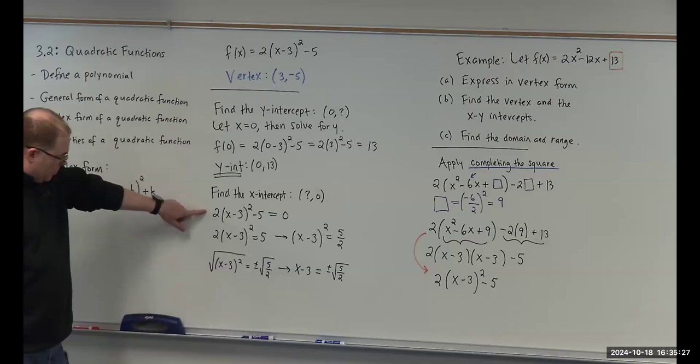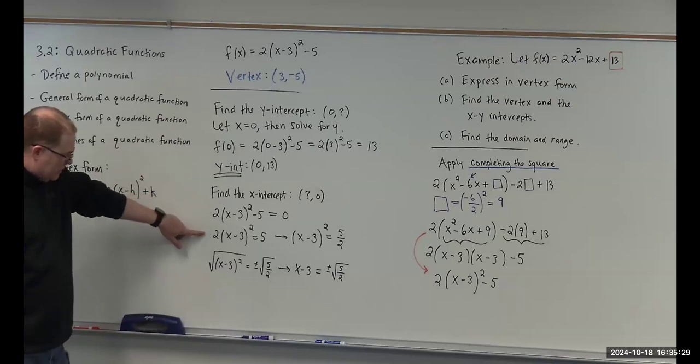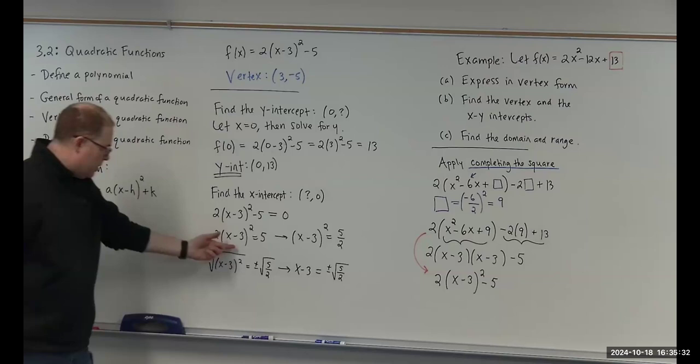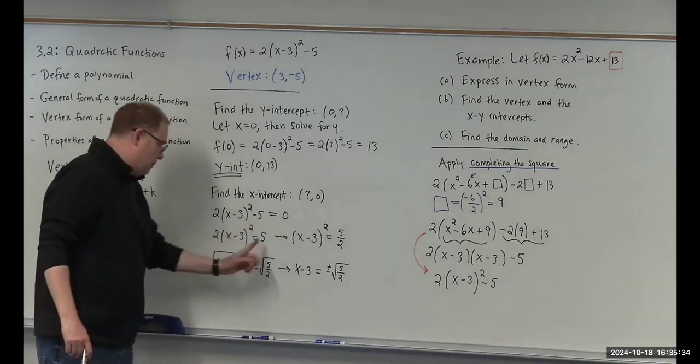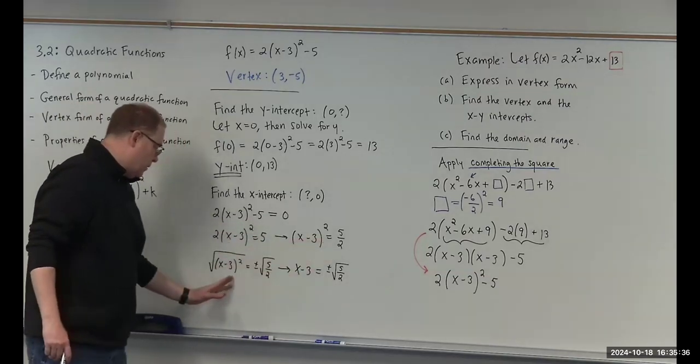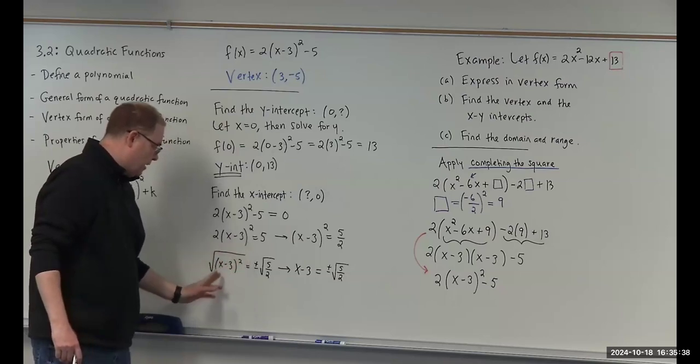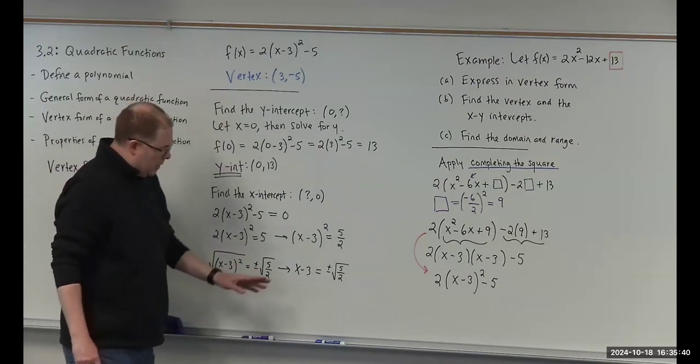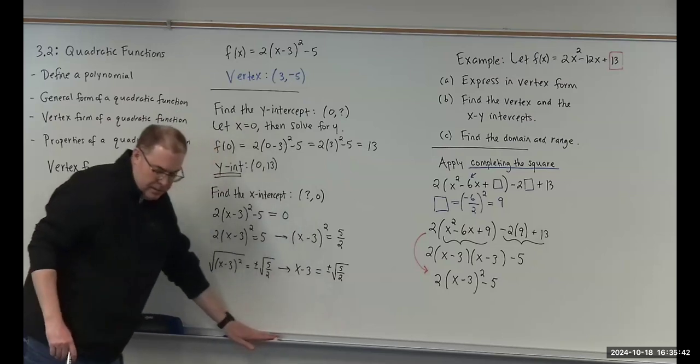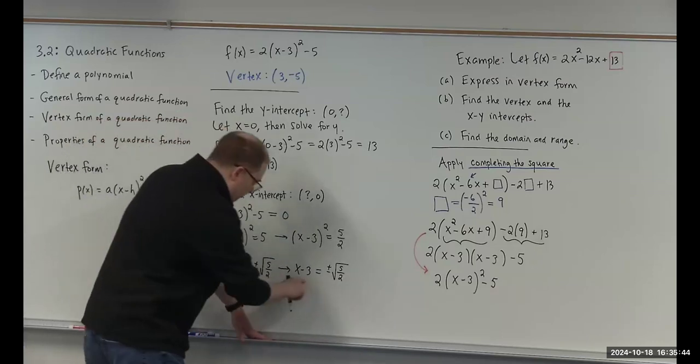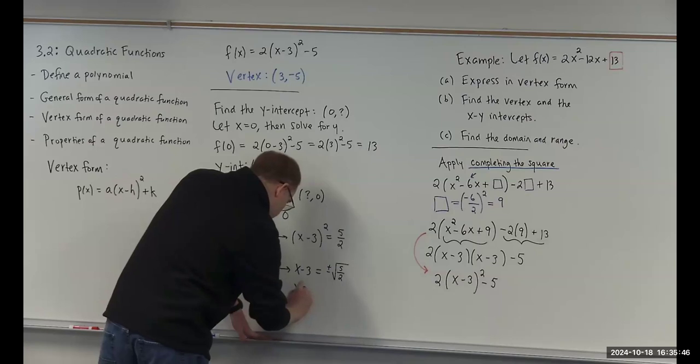Again, we set the function equal to 0. We isolate the (x minus 3) squared part, so we move over 5 and divide both sides by 2. Then we have this. To undo the square, take the square root of both sides. And now all we have to do here is just add 3 to both sides.